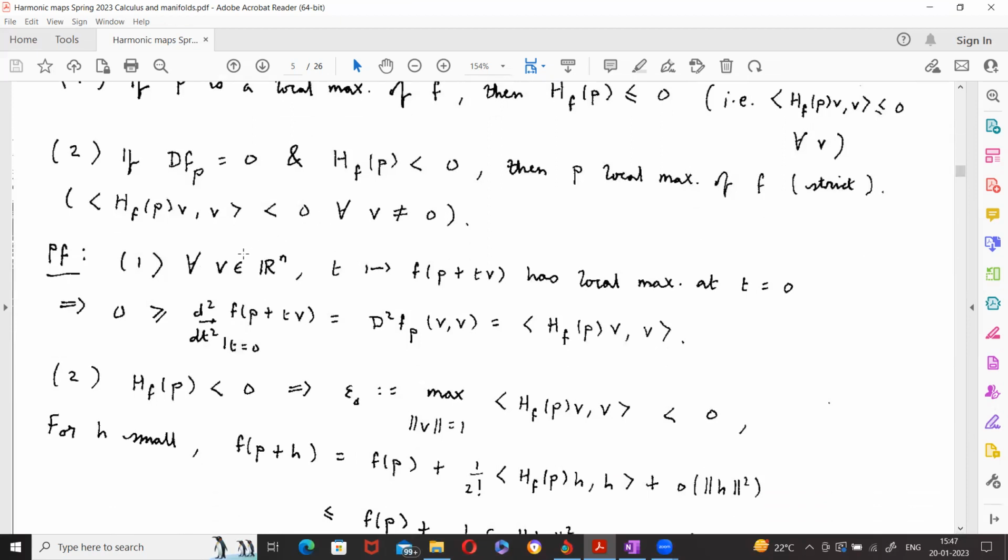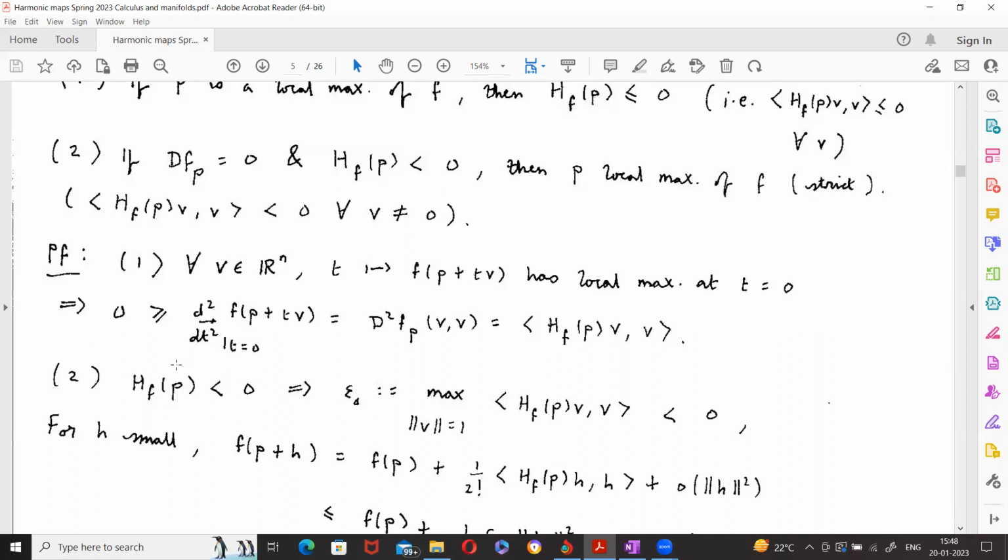So the proof is quite simple. If I take any vector v in Rn, then the function f of p plus tv has a local maxima at t equal to 0. So by the usual calculus for one variable, the second derivative of f of p plus tv is less than or equal to 0, right? And this second derivative, we've already seen, is equal to d squared f at p applied to v comma v, and that is equal to the inner product Hv comma v. So therefore, Hv comma v is less than or equal to 0. Is this okay? All right. Yes, sir.